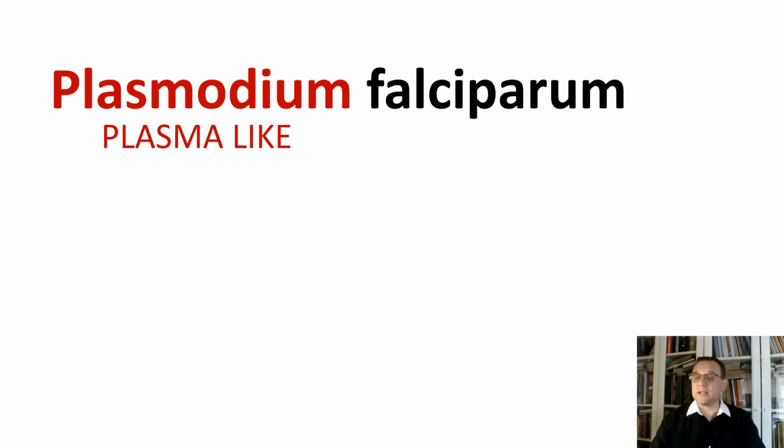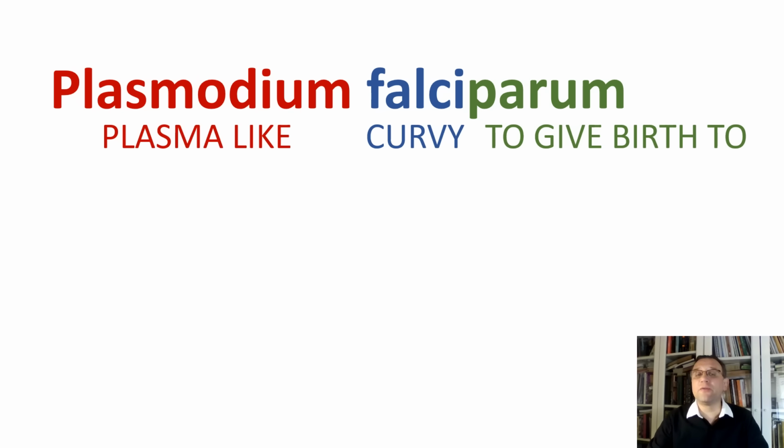Plasmodium means plasma-like, falciparum: falsi, curvy, parum, to give birth to. So what does it all mean together? You see, the sexual form or sex cells of Plasmodium falciparum, not other species, are curvy, or in other words, banana shaped. This is why the species is called falciparum, Plasmodium falciparum.